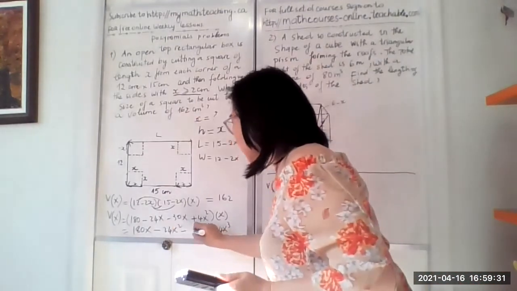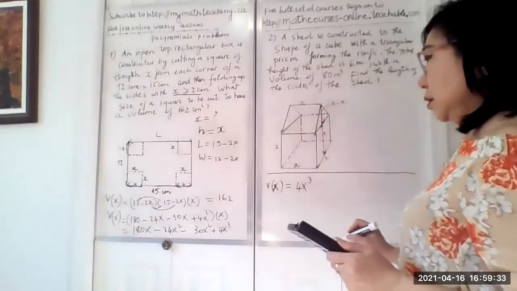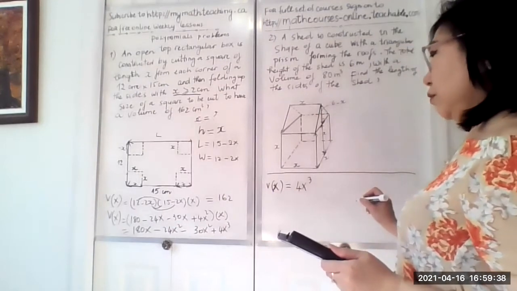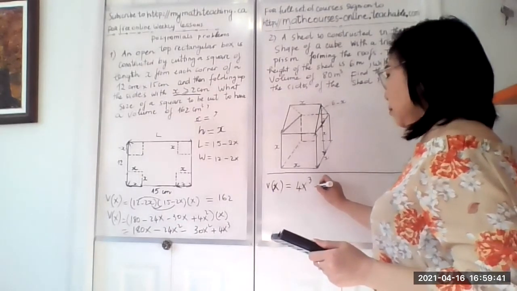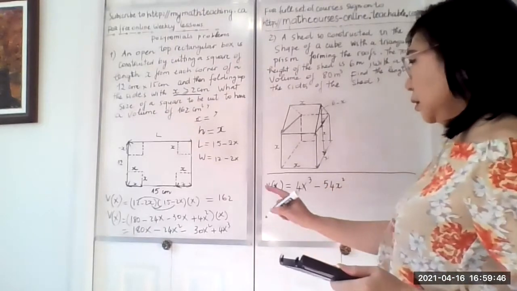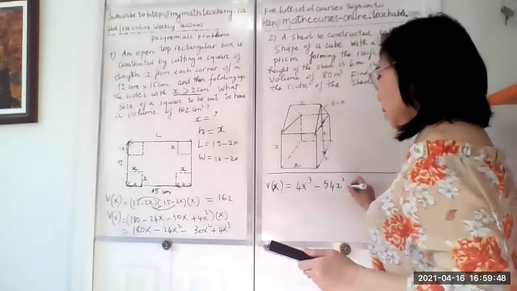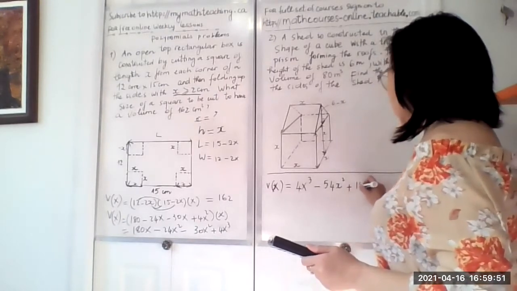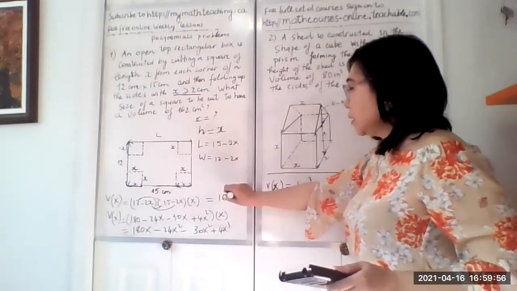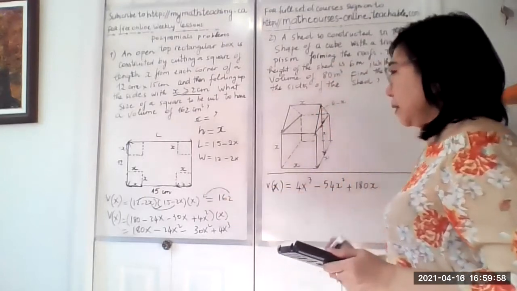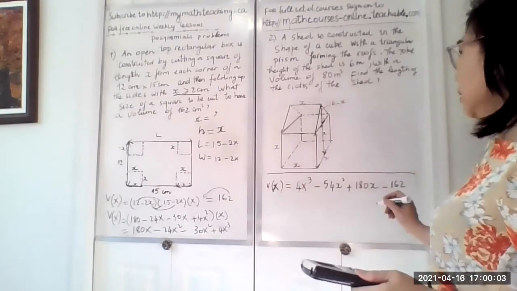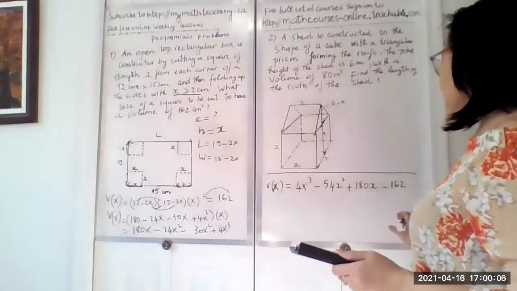Now this and this, we can add them together because they are like terms. So I'm going to add them and get minus 54x squared. And the other one is adding 180x. So this on the right-hand side, 162, I can move it over to the left and change it to negative. So this is the polynomial function.